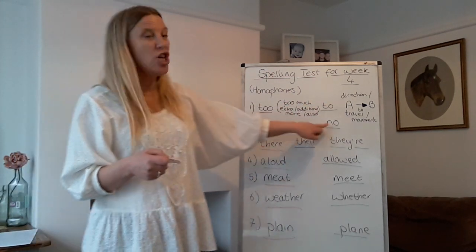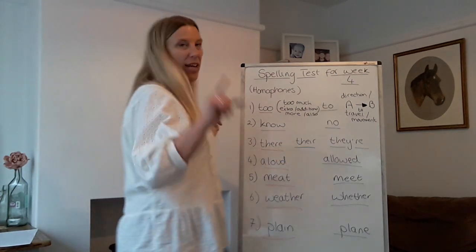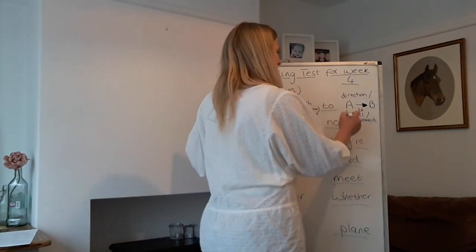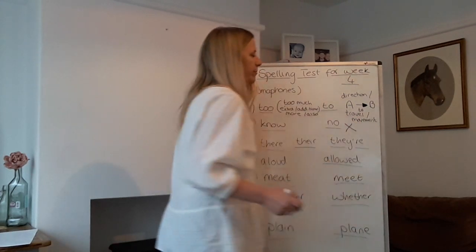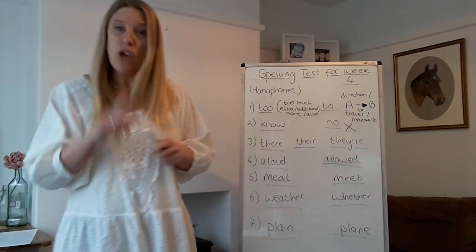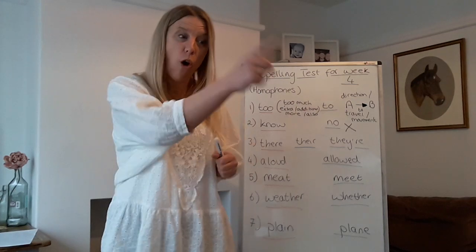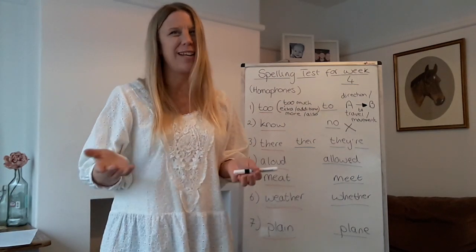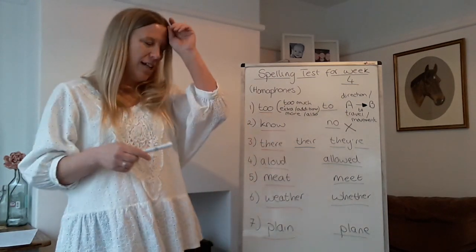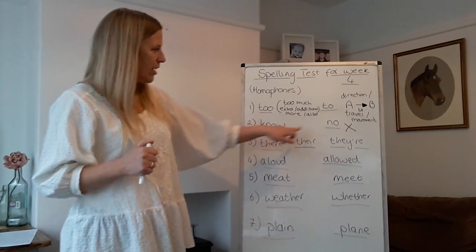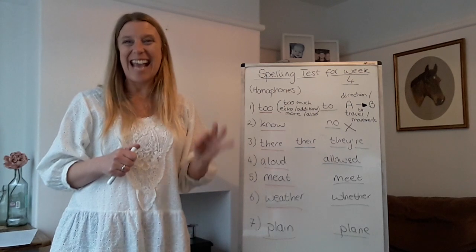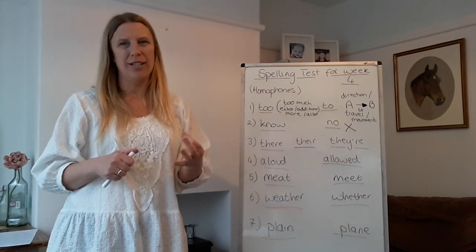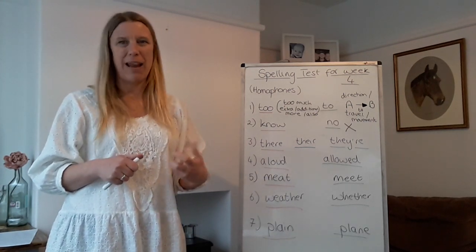Then we've got no and know. So no as in no. See how scary I was then? No. No, you have to go to bed. No, off of the sofa. That's what I say to my cat. Doesn't listen. So no as in no, N-O, and know, K-N-O-W. Same sound, different spelling, different meaning.